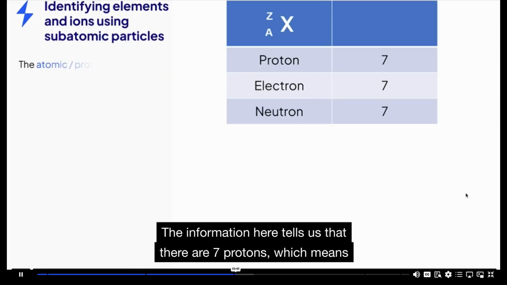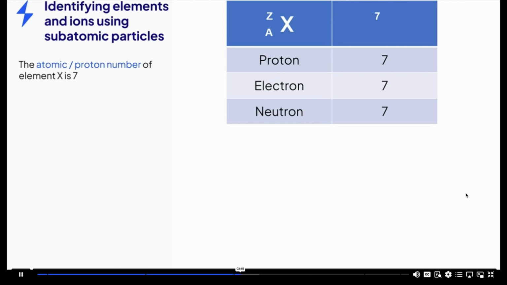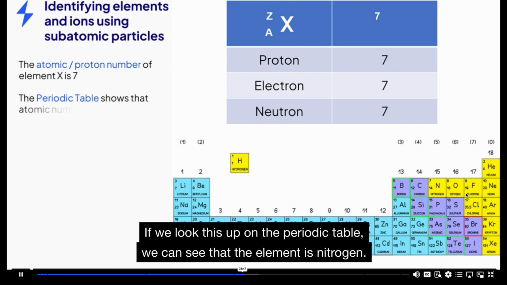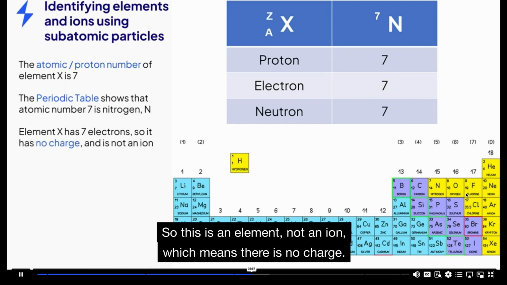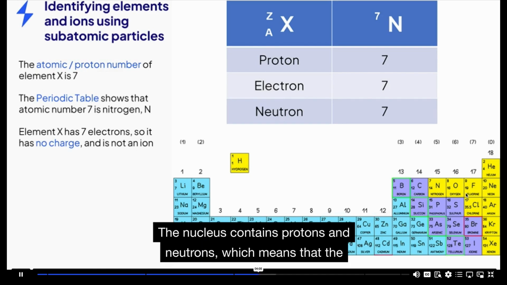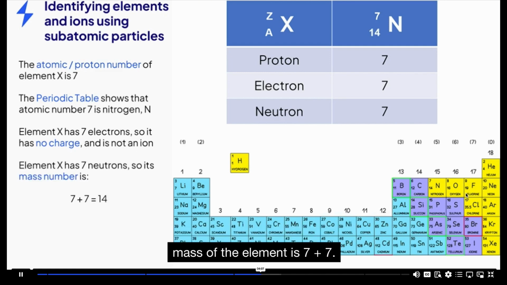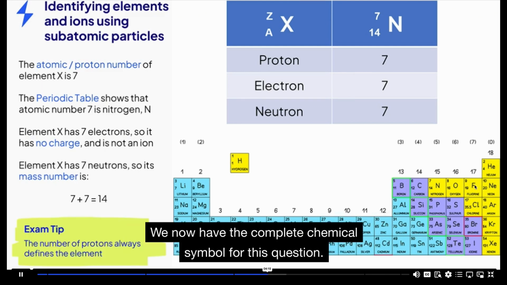The information here tells us that there are 7 protons, which means the atomic or top number is 7. If we look this up on the periodic table, we can see that the element is nitrogen. There are 7 negative electrons that cancel out the 7 positive protons. So this is an element, not an ion, which means there is no charge. The nucleus contains protons and neutrons, which means that the mass of the element is 7 plus 7. Therefore, the mass number is 14. We now have the complete chemical symbol for this question.